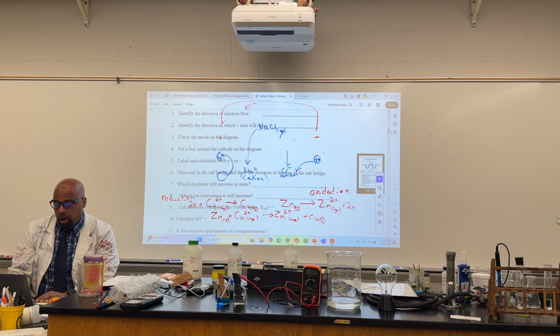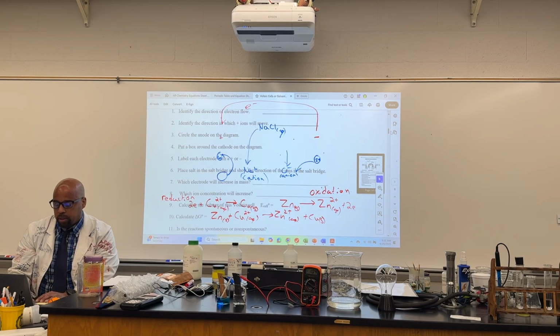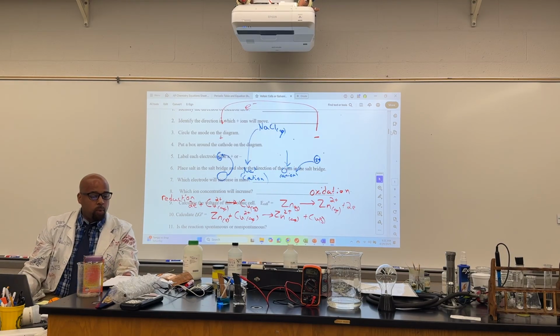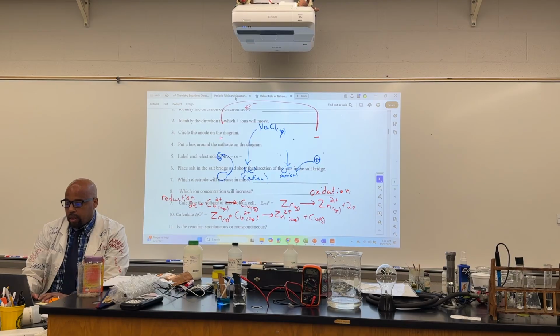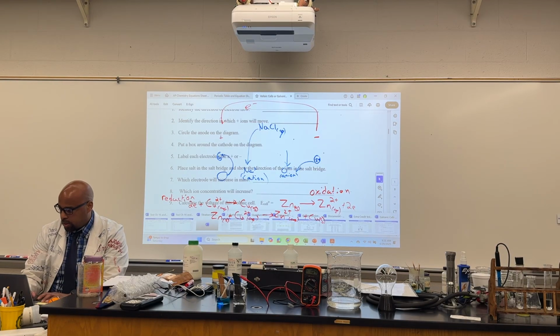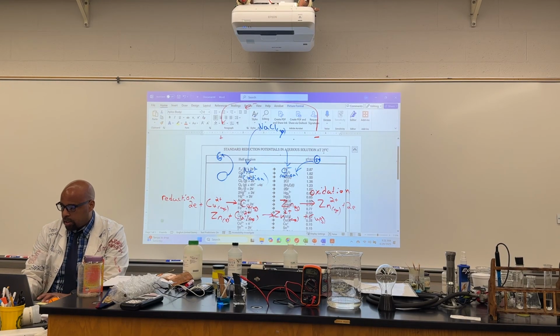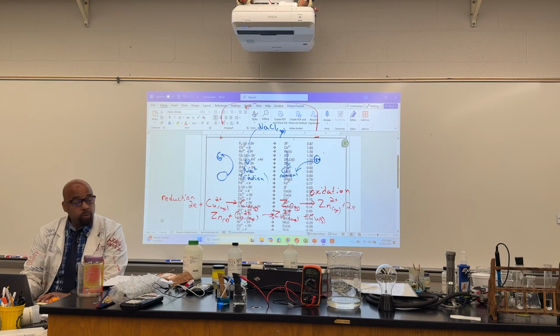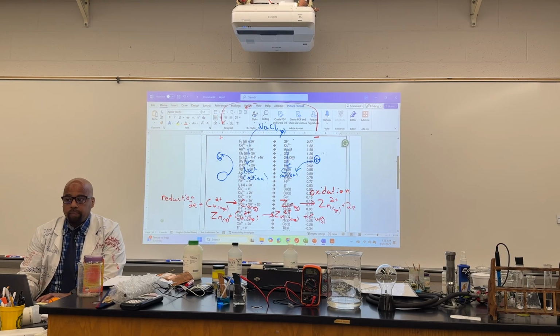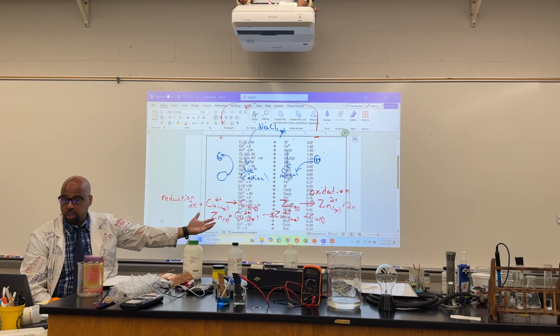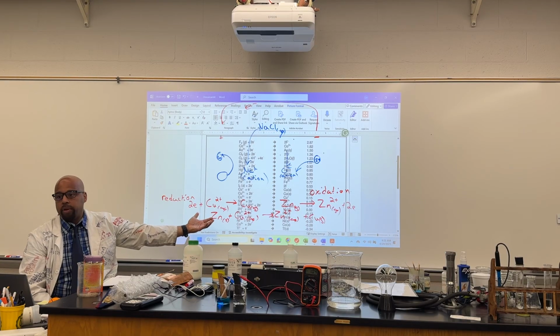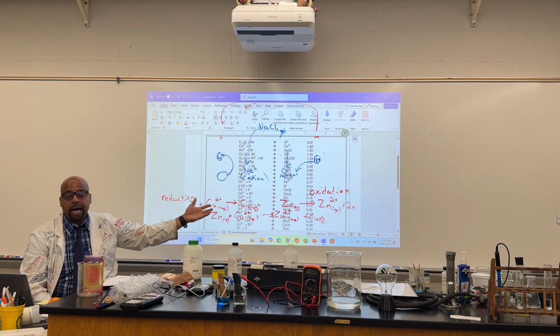Anything else we got here? Oh, calculate the Ecell for this one. Now, for the Ecell, we're going to notice on the first page, right here, I give you this list of standard reduction potentials. Your predecessors, this is what they gave them. They gave them an equation sheet. They also gave them this sheet right here. They don't do this anymore in the AP. They actually give you the reduction potentials in the problem.